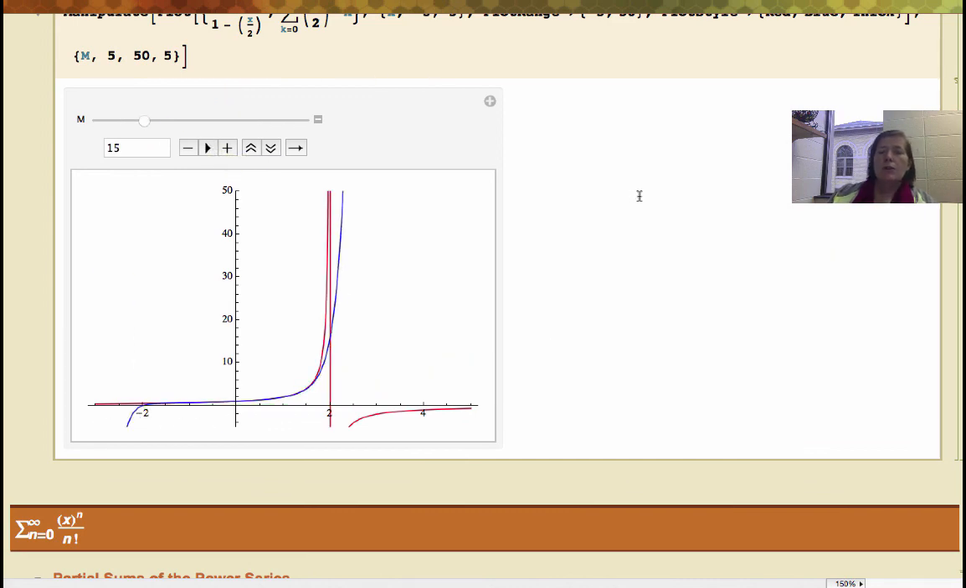And you see our prediction is true, that as m increases from 5 to 50, certainly the y values on the graph of the polynomial get closer and closer to the graph of 1 over 1 minus x over 2, whereas outside the interval from minus 2 to 2, the y values on the graphs of the polynomial don't settle.